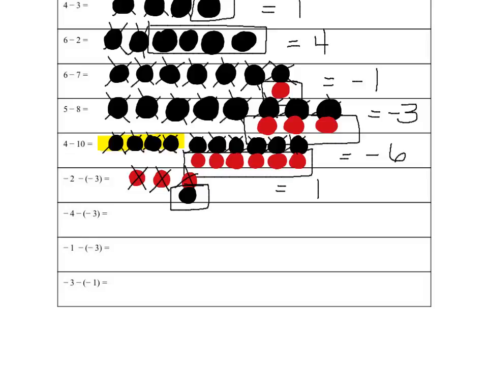Let's look at another problem like that. I have a -4 minus a -3. Because I'm starting with negatives, I need to put 4 negative chips on the board. Now I need to take away 3 of those. Because I have enough, I started with 4 and I only need to take away 3, I can just start crossing them off. 1, 2, 3. What does that leave me with? 1 red chip, so a final answer of -1.